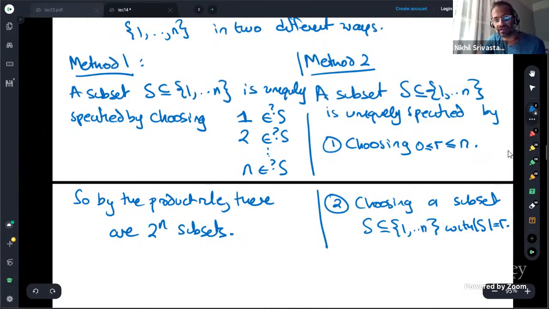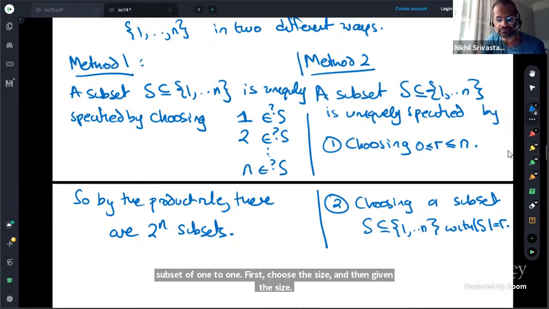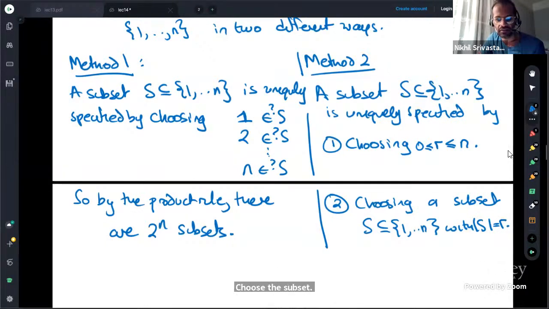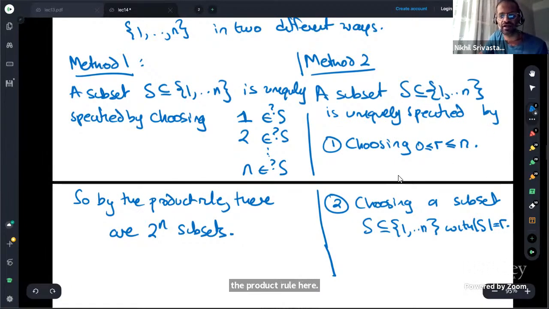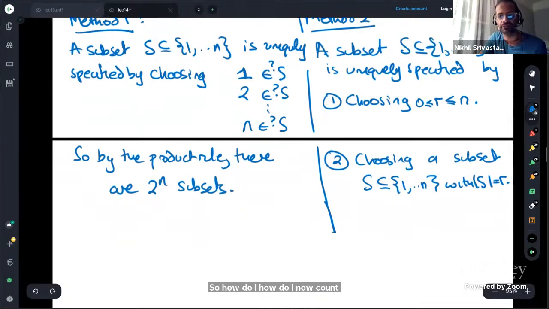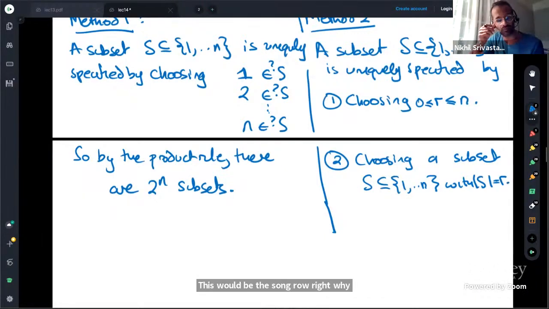Right, so there's a different way of uniquely specifying a subset of 1 through n. First choose the size, and then given the size, choose the subset. So now, if I think about it, I really shouldn't apply the product rule here. So how do I now count based on these rules? This would be the sum rule, right? Why would this be the sum rule?